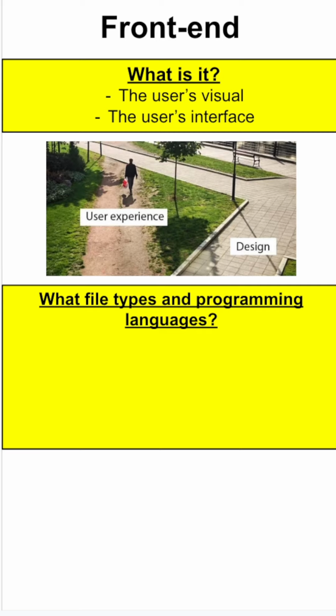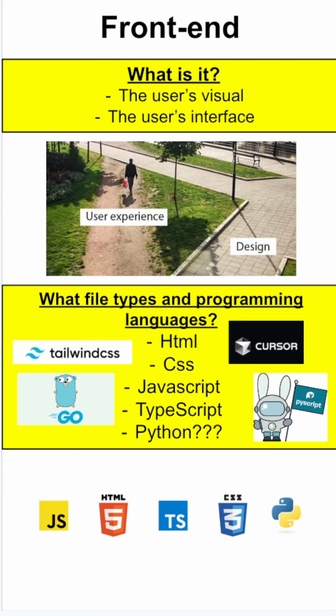So what is the front end? It's best to think of it as the user's actual visual and interface. The types of programming languages include HTML, CSS, JavaScript, TypeScript, which is actually a form of JavaScript, but soon may be written in Go and is already in the process. And then Python potentially with PyScript.